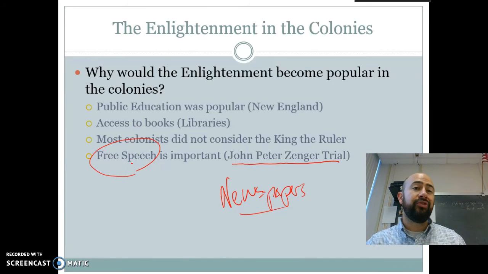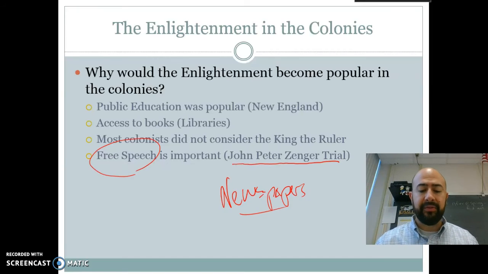As long as what you're saying is true, then you can print it, even if not everybody likes it. And so that was something that was kind of unique in the colonies and in England as well, compared to the rest of Europe, where you didn't have free speech. If the king didn't like what you were saying in France or in Spain, then you could be put in jail or possibly put to death if it was bad enough.